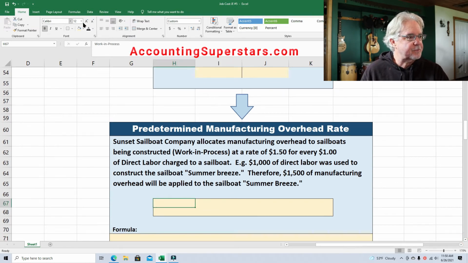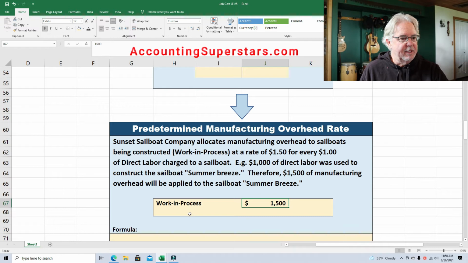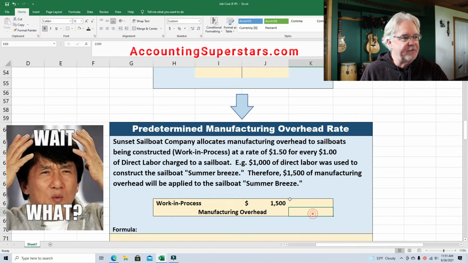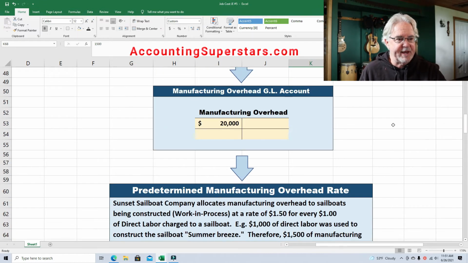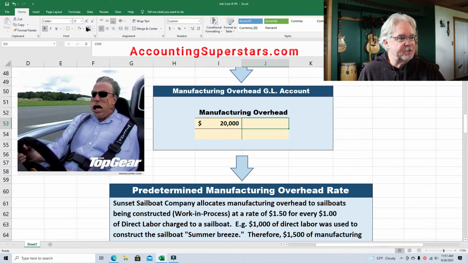So here's how it works. Work in process. So overhead is being charged to Summer Breeze, the boat. Summer Breeze is a boat that the company is working on. And we're going to credit manufacturing overhead for $1,500. So what is happening here, ladies and gentlemen? We are crediting manufacturing overhead. And this is called the applied overhead because it's being applied to the job. All right. And if I'm going fast, go to accountingsuperstars.com and you can see this in slow motion.